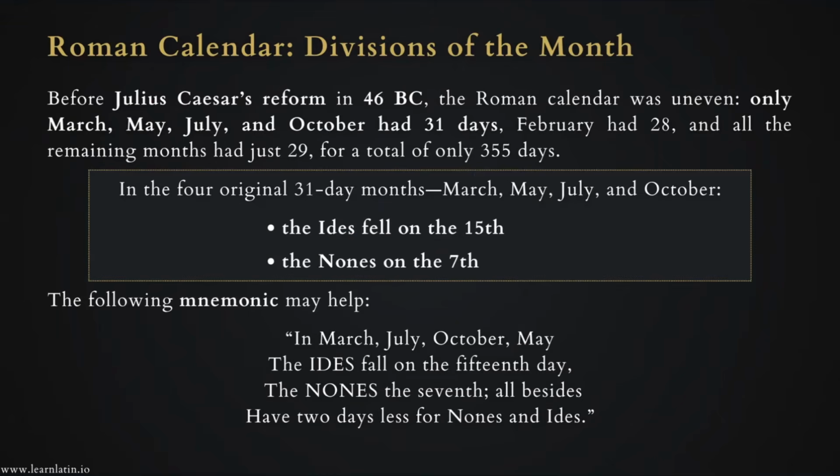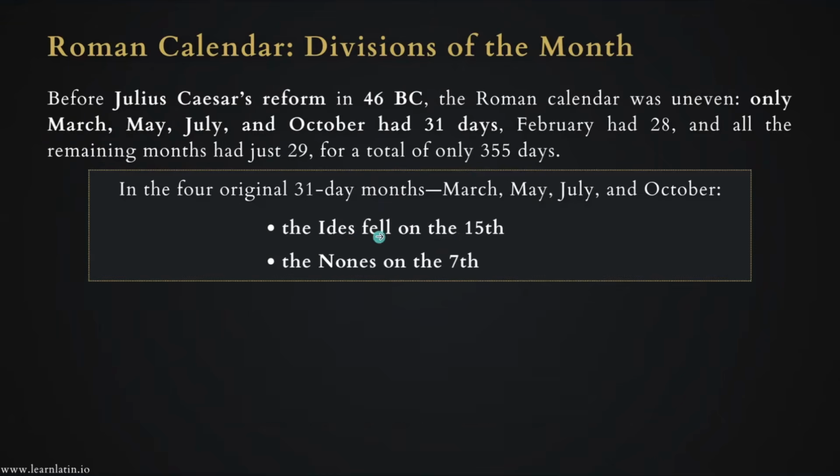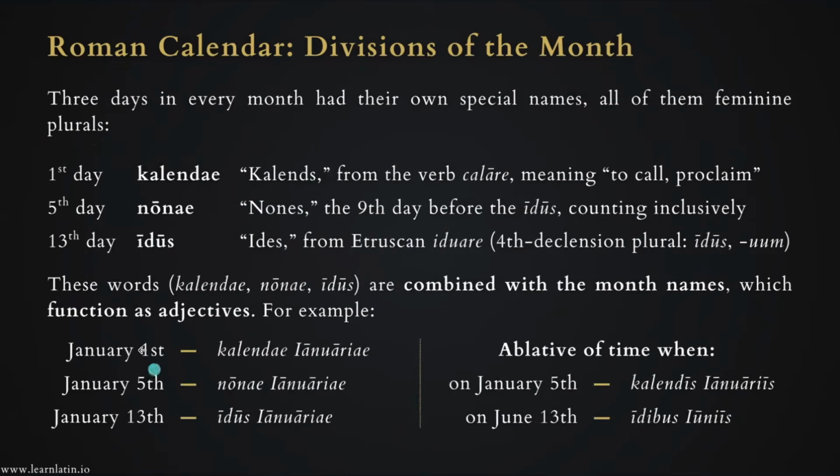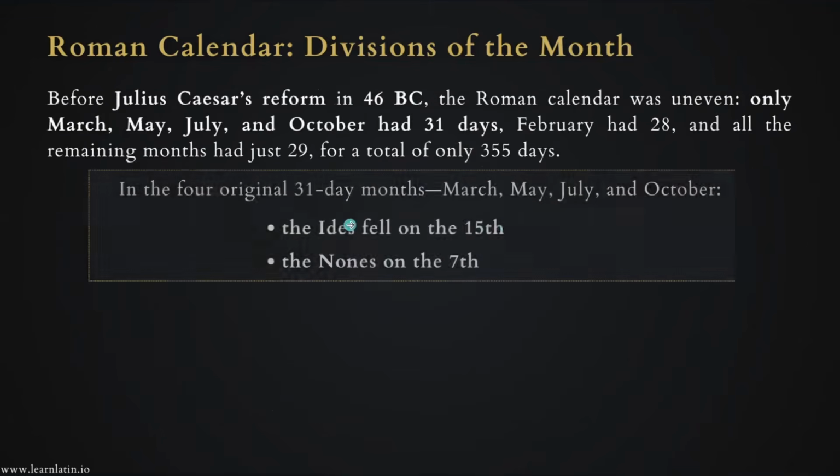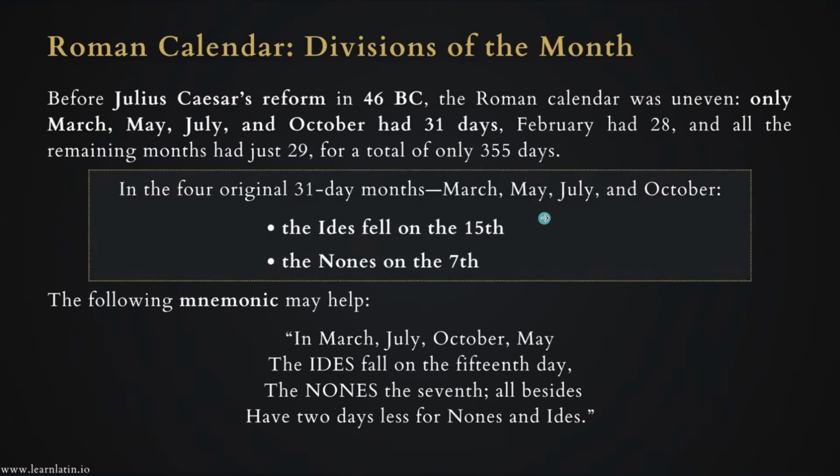Why is this important? Because what I told you before applies to all the rest of the months. So this applies to 8 months. The Nonae being the 5th and Idus being the 13th applies to all the months except these 4 months. All right, for these 4 months, the Idus fall on the 15th and the Nonae on the 7th. I know this is becoming confusing, but stay with me.